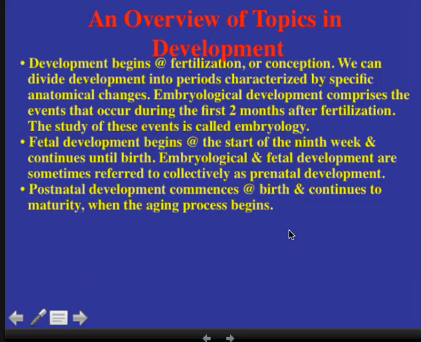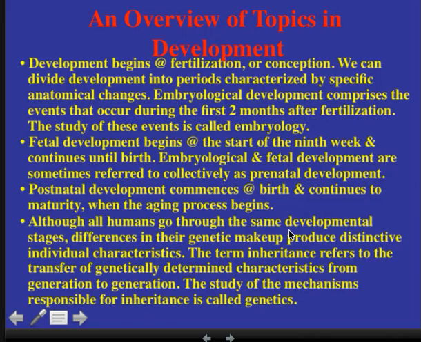Postnatal development commences at birth and it continues to maturity when the aging process begins. Although all humans go through the same developmental stages, differences in their genetic makeup produce distinctive individual characteristics. The term inheritance refers to the transfer of genetically determined characteristics from generation to generation, and the study of these mechanisms is called genetics. And we've talked about genetics in lab a little bit.